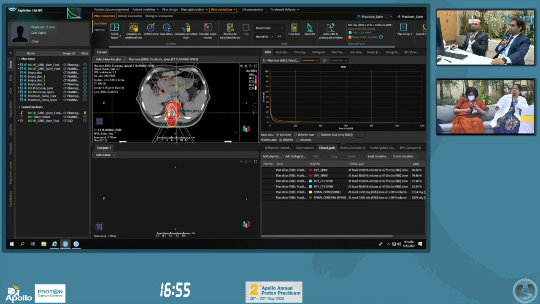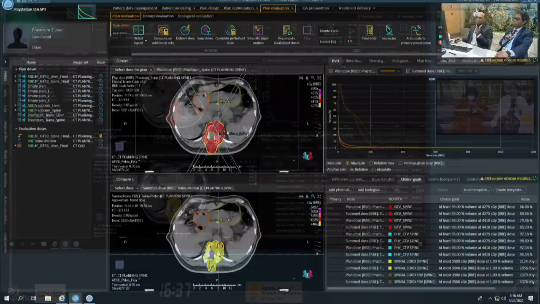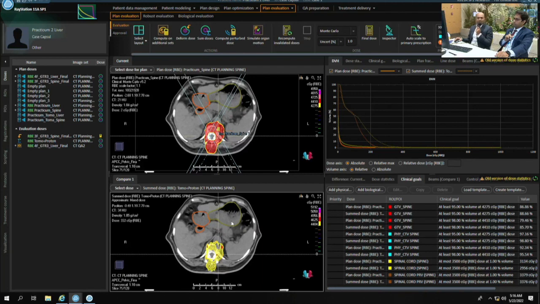Okay. Can you please show the combined plan? Yeah. And also the load. So, as you see, both the targets are coming in almost the same place. So it's better to see the combined plan of both, because there may be some contribution of the spine plan towards the liver plan.